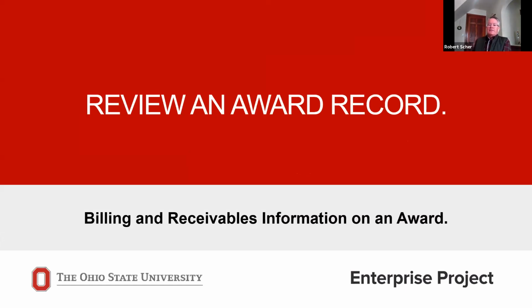And now we'll continue with our process. So expenses have occurred using the grant work tag, and we need to process an invoice. The first step that we'll do today, once we get into Workday, will be to review an award record to confirm some information about the award before proceeding.